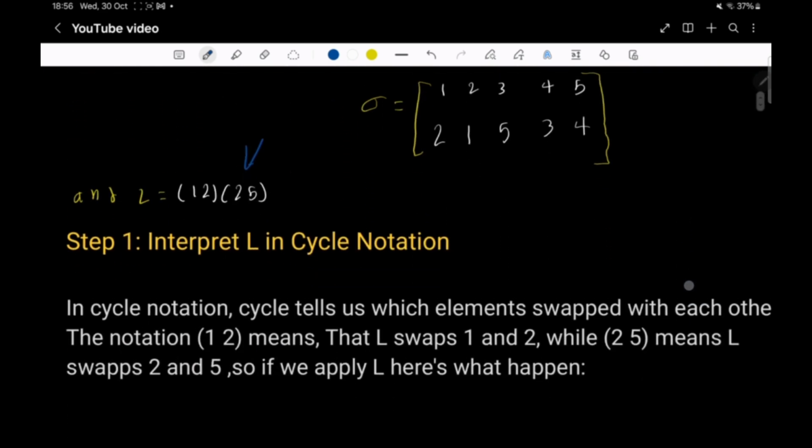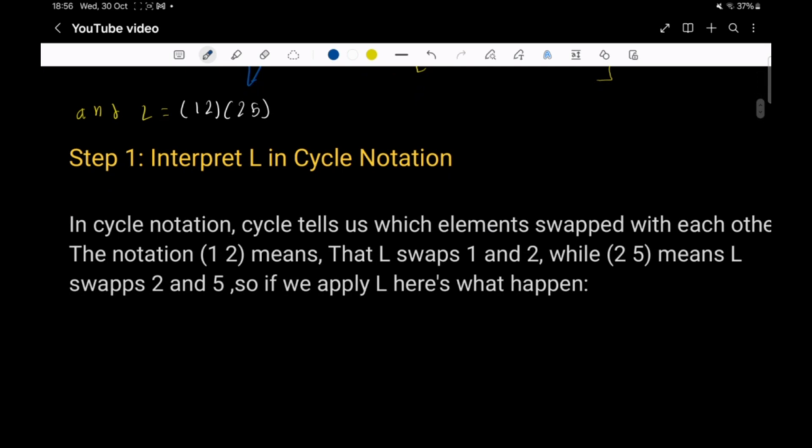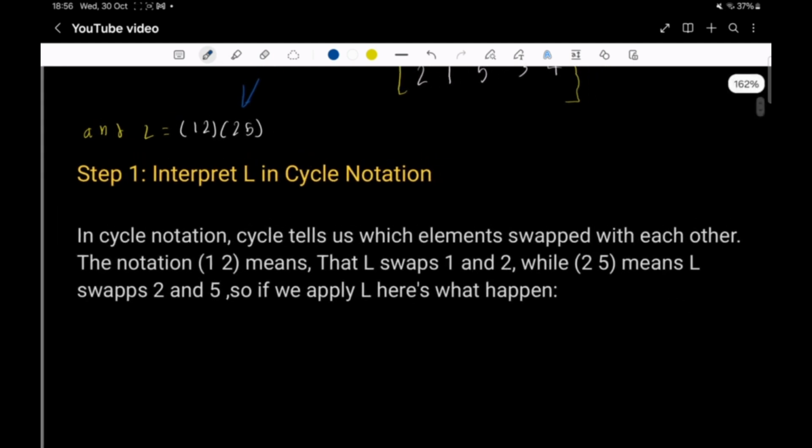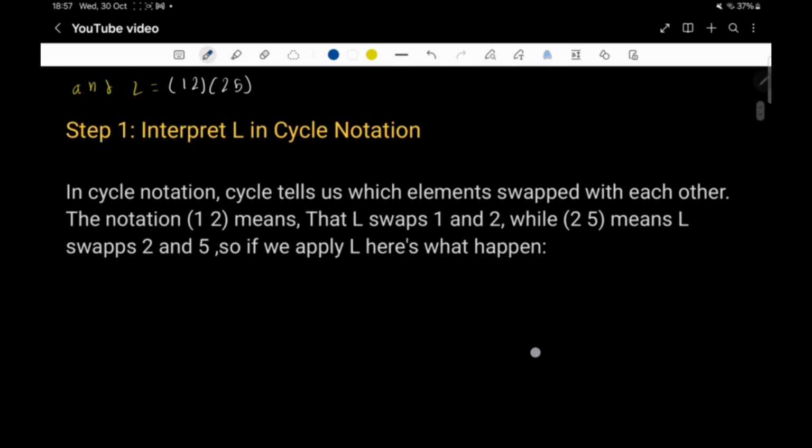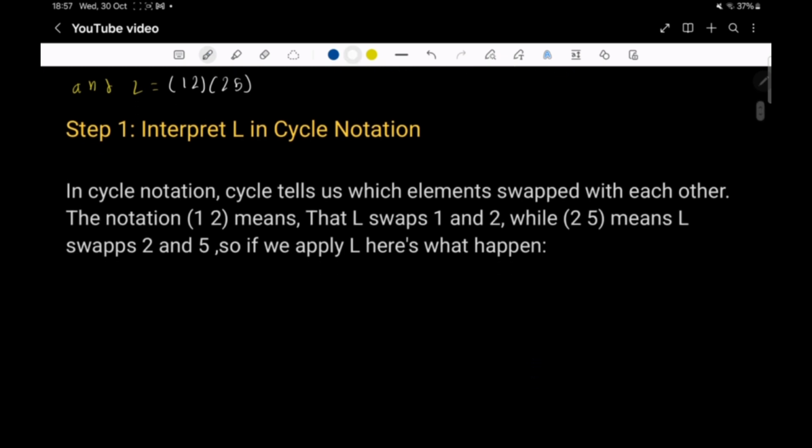Okay, so in cycle notation, cycles tell us which elements are swapped with each other. The notation (1 2) means that L swaps 1 and 2, while (2 5) means that L, which is the permutation here, swaps 2 and 5. So we apply L. Here is what happened. I know you can be confused, but it will get easier, don't worry.